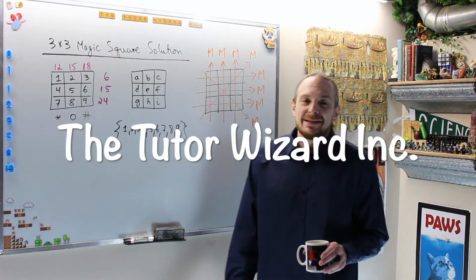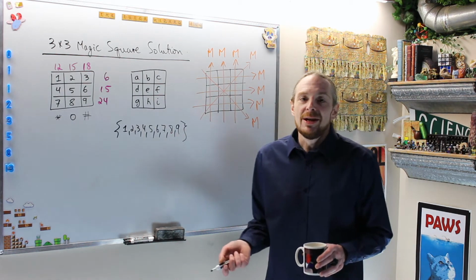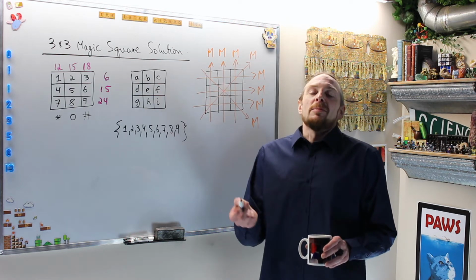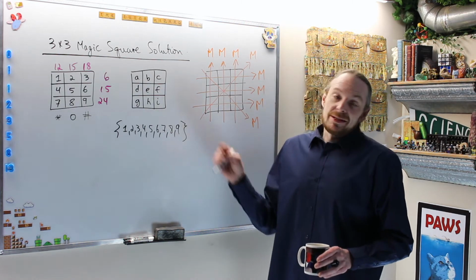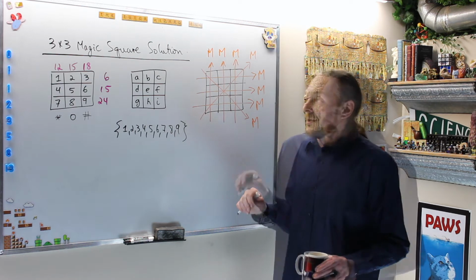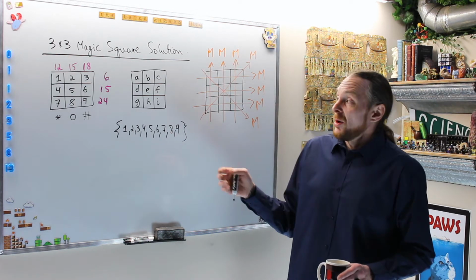This is the Tutor Wizard. What we're going to do is basically I'm going to give the solution to a problem I posted on Facebook about filling the magic square. So we're going to give the solution now. What's involved in that, or what's the problem first of all, and what's a magic square?